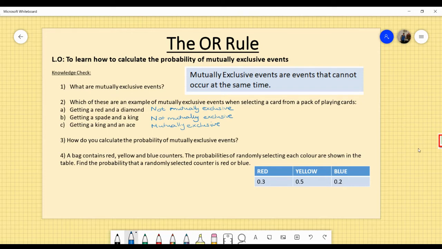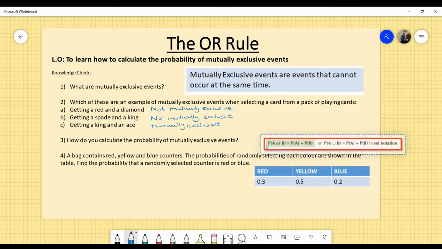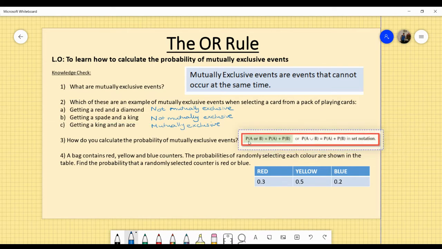So again, hopefully you've seen this on your Knowledge Organisers, but there is a formula that you need to know and recognise for this one. So I'll pop that in there. So the probability of mutually exclusive events means one thing can happen or the other thing can happen. Hence, we recognise this as the OR rule. And therefore, to calculate the probability of something happening or something else happening, we actually have the two individual probabilities and we add them together.